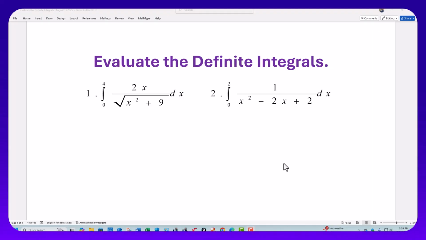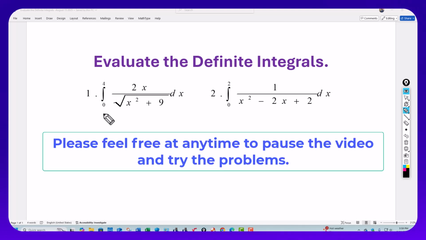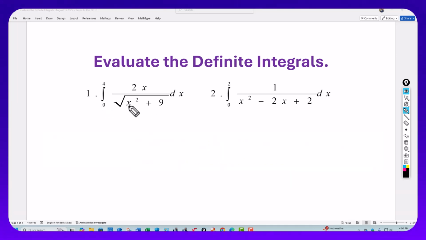In this video, we're going to evaluate two definite integrals. The first one has limits from 0 to 4, and has a radical in the denominator. If you take the derivative of the radicand, x squared plus 9, you get 2x. So that's perfect for a u substitution.